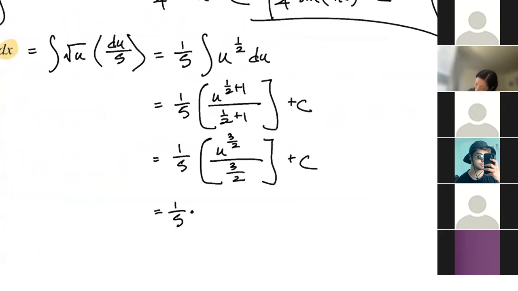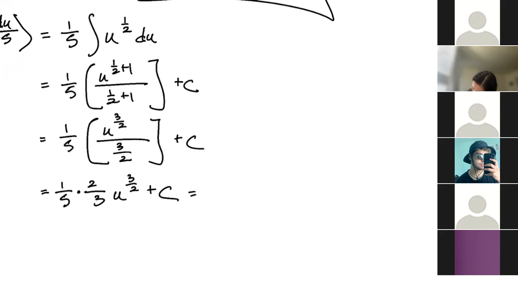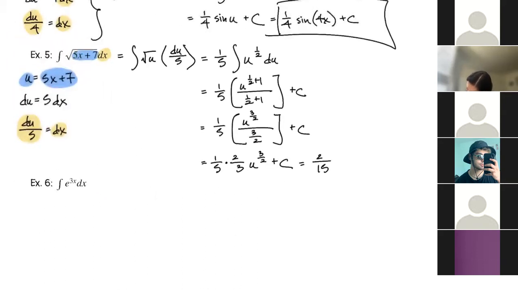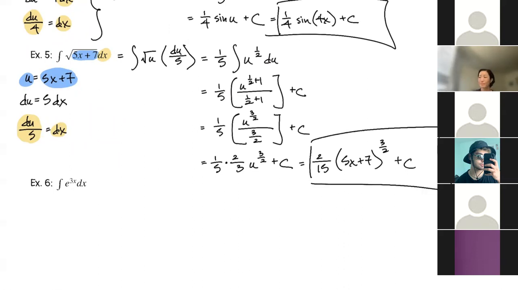I'm going to keep the 1/5 here, but what can I multiply that by to sort of start to simplify this expression here? I can multiply it by 2/3. There you go. We're going to move that denominator up here, and then we've got u to the 3/2 plus c. And let's see, we get 2 over 15. And then what was our u? We said it was 5x plus 7. So 2 over 15 times 5x plus 7 to the 3/2 plus c. There we go. That's it.